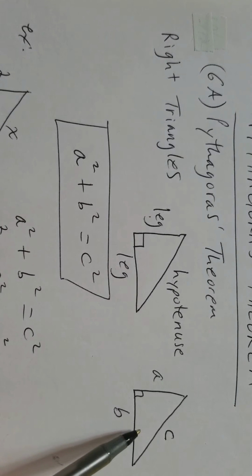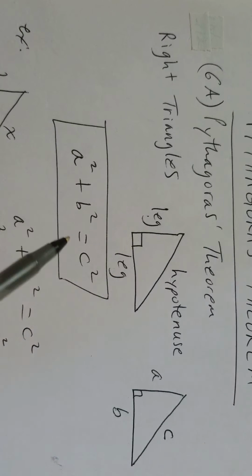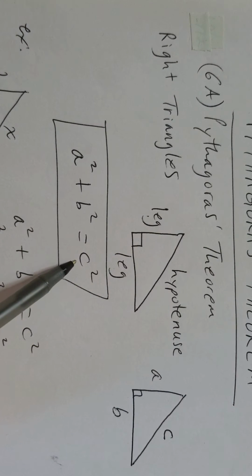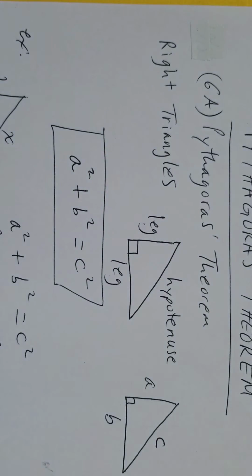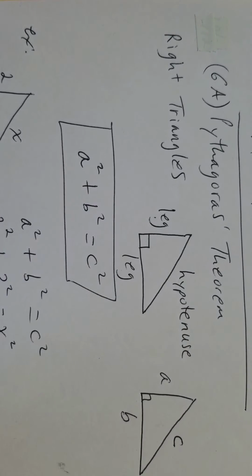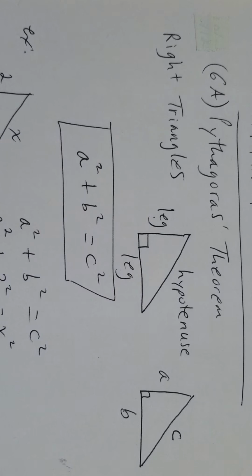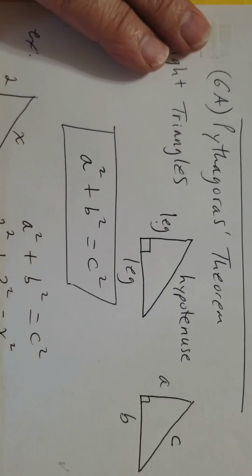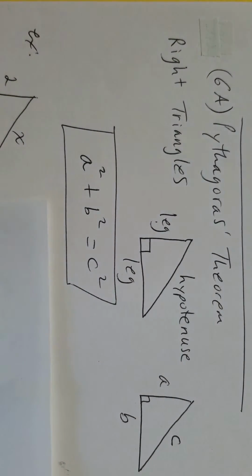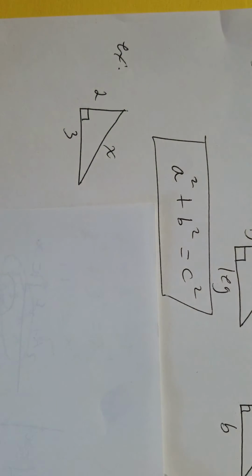So what this guy discovered was that if you square the legs and add them, they always come out to the square of the hypotenuse. Now, if you think about it, it's amazing because it works for all right triangles. So let's see it in action. Here is the first example. Suppose you had a right triangle and we're missing a side.